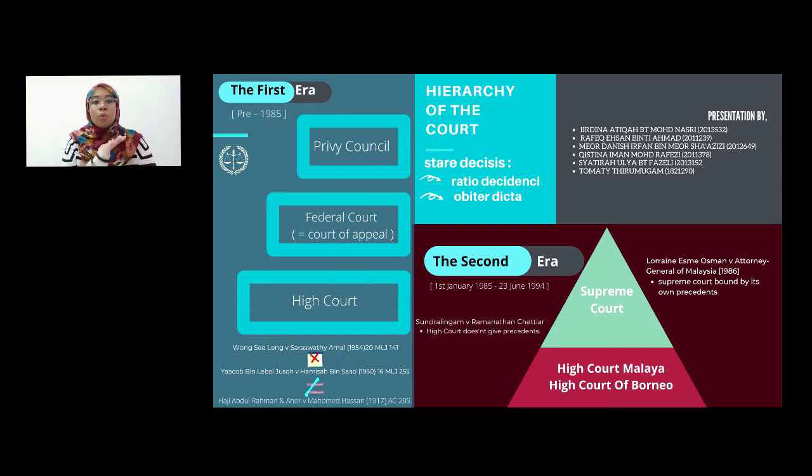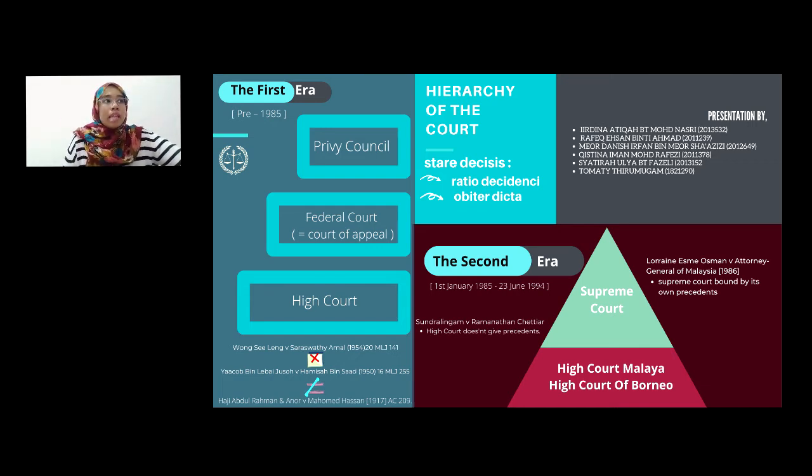The High Court will not make any precedent. They are not bound to follow each other, and a previous decision will not bind any present decision. So for example, we have the case here, Sudralingam and Ramanathan Chettiar, in which it was decided that the High Court does not have any precedent in any other present case of the High Court.